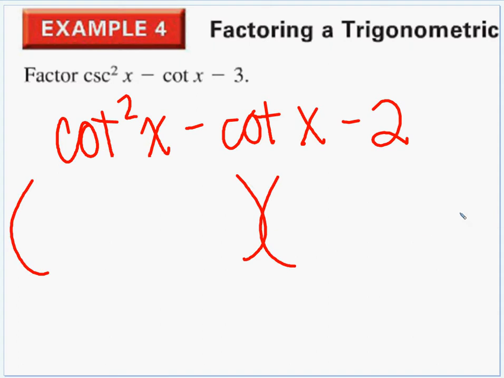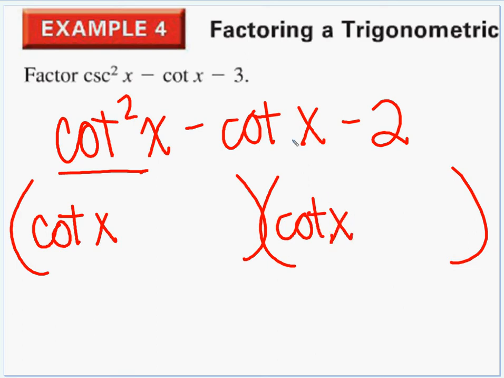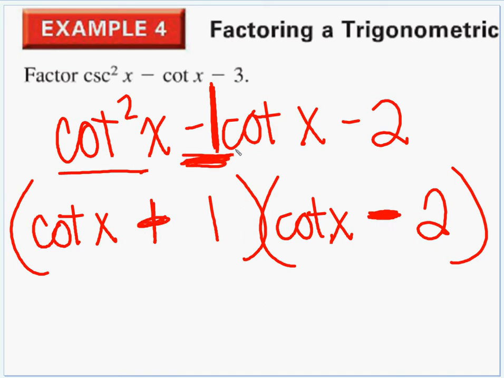So I'm just going to set up some empty parentheses. Cotangent squared must come from cotangent x times cotangent x. And then remember, there is an implied 1 in here with this cotangent in the middle. So the only way to factor 2 is 2 and 1. And then to add them up and get a minus 1 in the middle, it's got to be a negative 2 and a positive 1. That'll add up to the negative 1 in the middle and multiply to the negative 2 at the end.